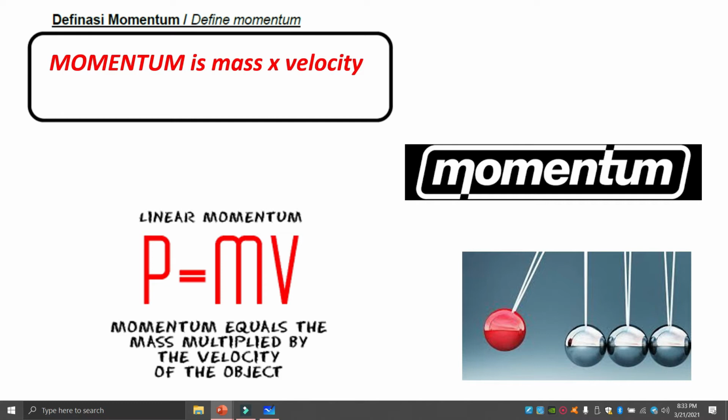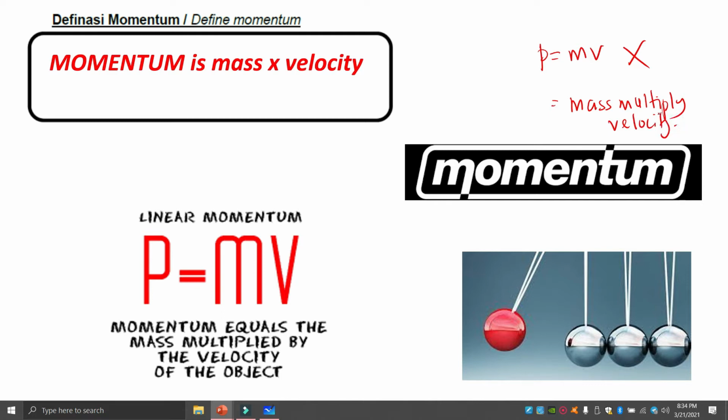Okay, so this is the momentum. Momentum is mass multiplied by velocity. Remember, if you want to give a definition, you cannot give it in formula form. This is wrong. You have to define every symbol that you use. Let's say M is a mass, so you have to put it in words: mass multiplied by velocity. This is the correct one if they ask you about the definition.